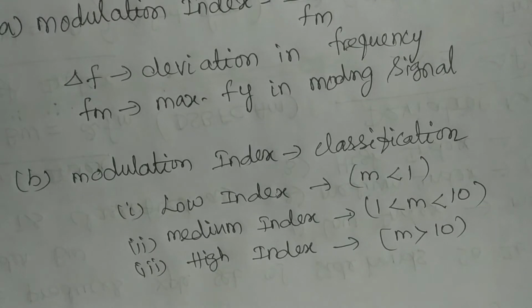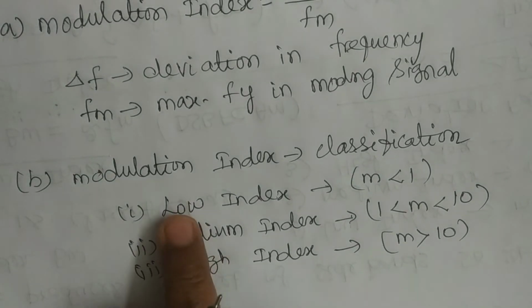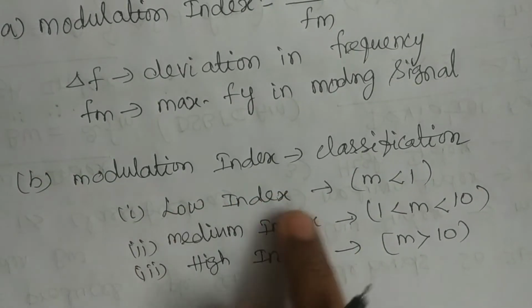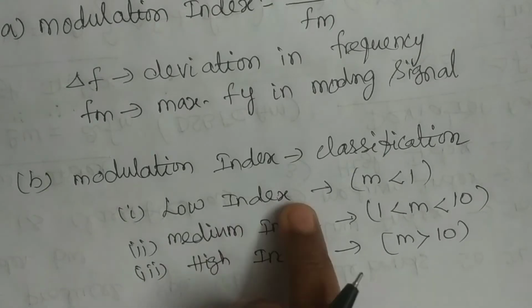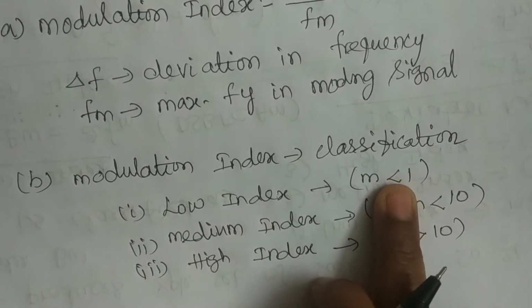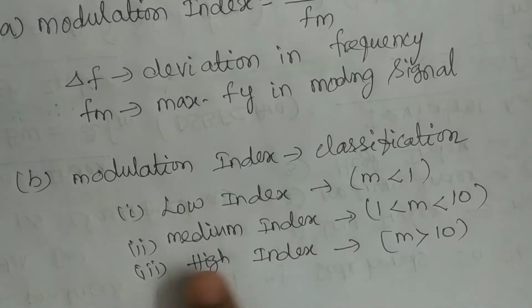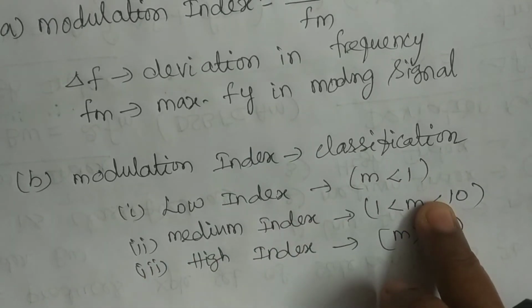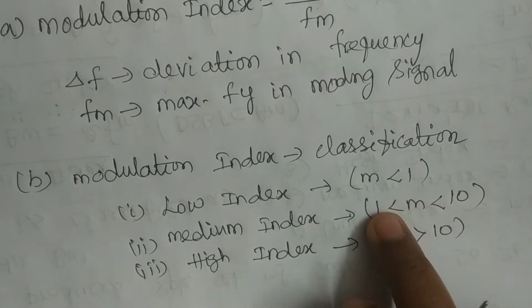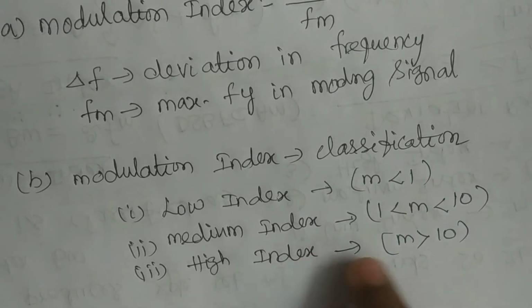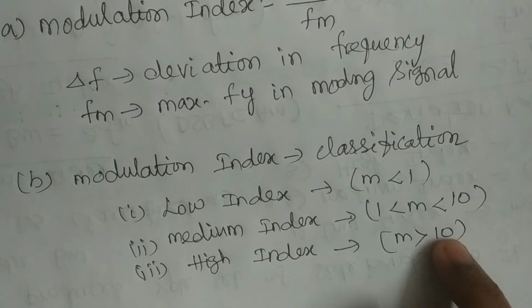The index may be classified into three categories like low index, medium index, and high index. For low index, the modulation index is less than 1. For medium index, the modulation index value lies between 1 and 10. For high index, it is greater than 10.